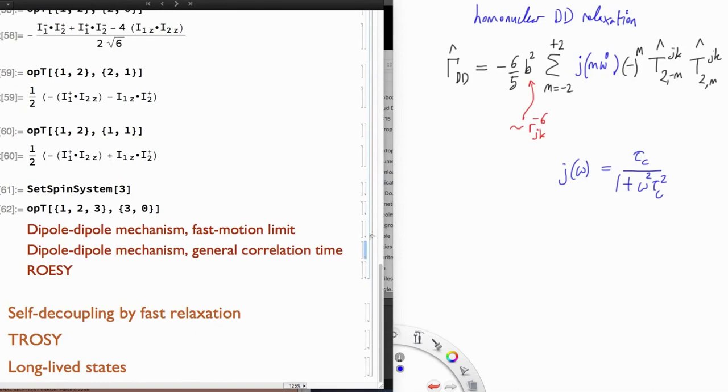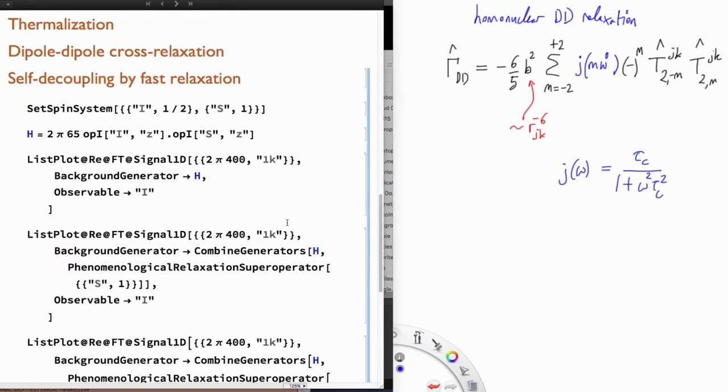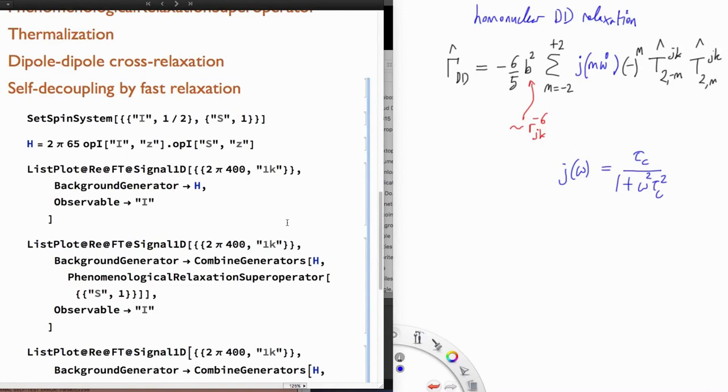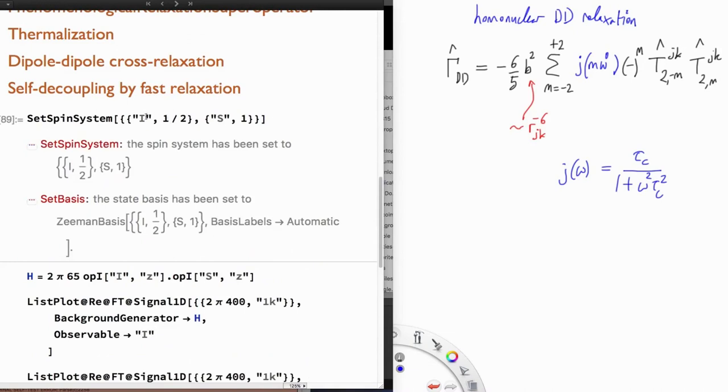Now we can also look at other relaxation phenomena. One of them is a problem when we're interested in the behavior of one spin, for example, a spin half. Here I've set up a spin system with a single spin half, which here is called I, and a second spin, which is spin one. So this could, for example, represent the case of a proton coupled to a nitrogen-14. And I've assumed that the spin Hamiltonian contains a heteronuclear coupling term, the product of the two Z operators.